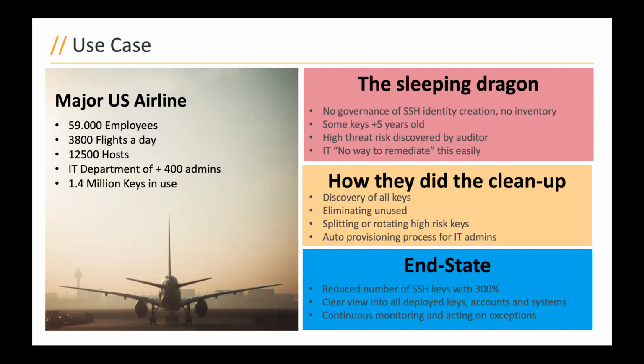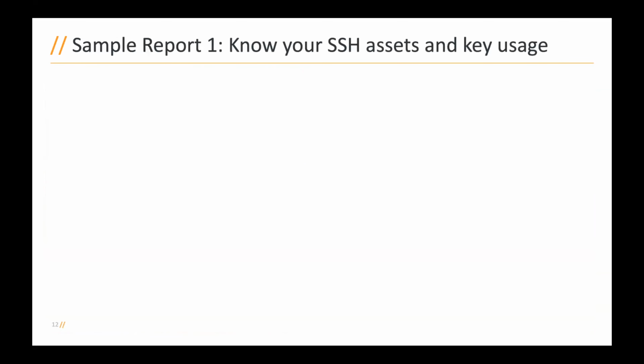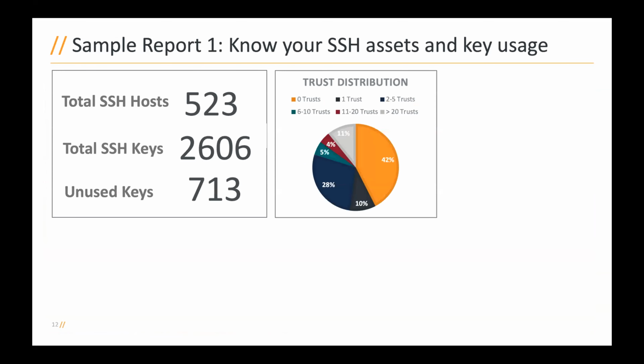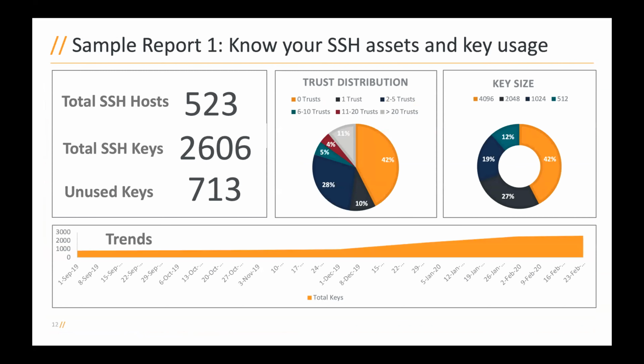All right, I have a couple of minutes left. I will go a little bit faster, but I want to show you a couple of dashboards that could be very, very instrumental. So the first dashboard is around knowing your assets and your key usage. So I'm showing a couple of dashboards here, like knowing how many hosts you have, how many keys there are, how many unused keys there are. Trust distribution, this is basically the number of connections per client. So when you see more than 20 trust, it means that actually it's per host, how many clients can be connected or have deployed keys to a specific host. Key size information: do you still have key sizes like 512? And also very important, what is the trend?